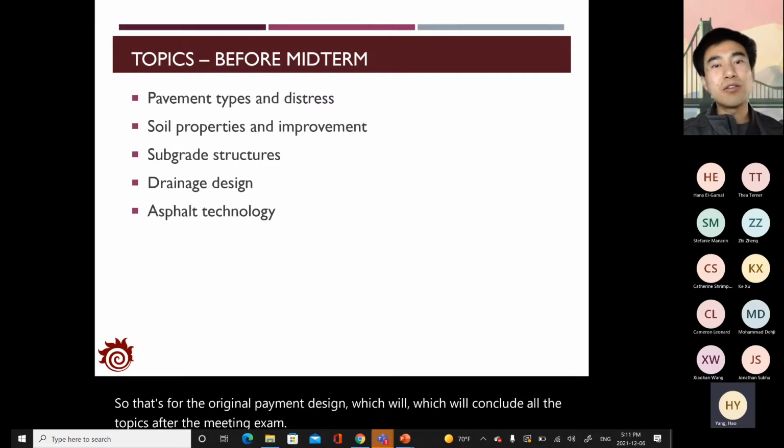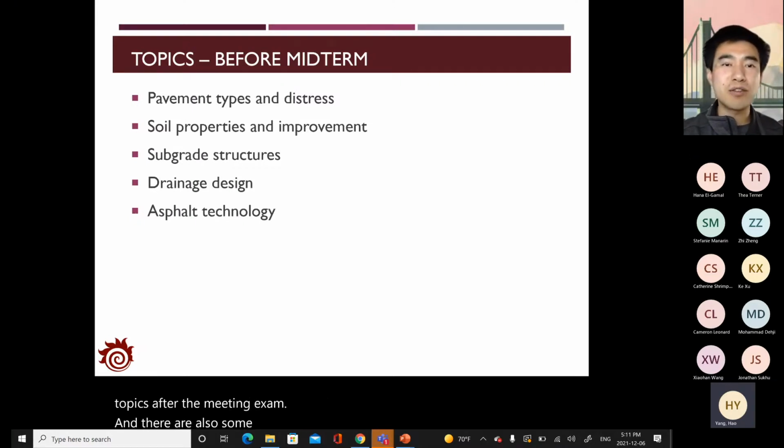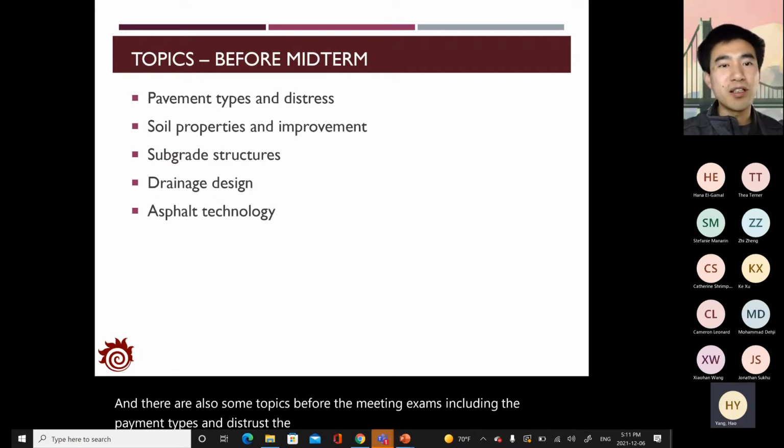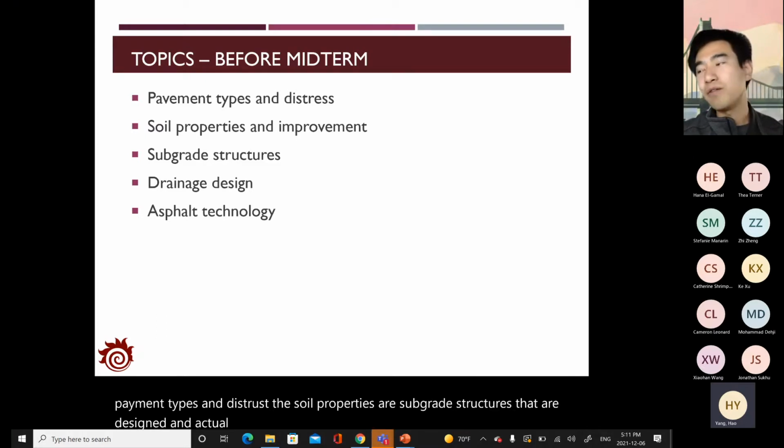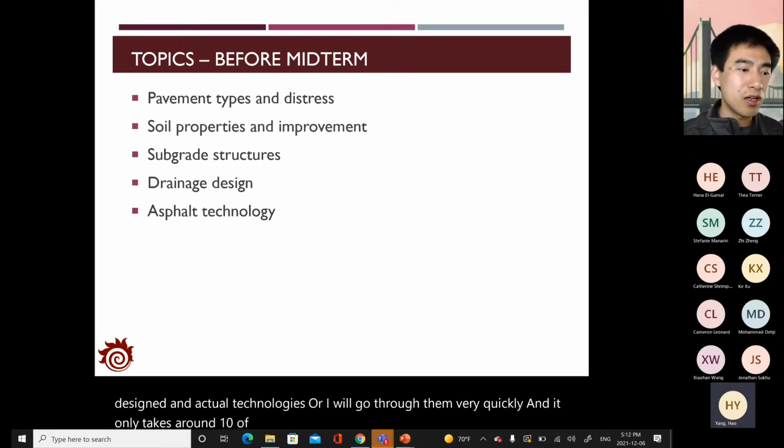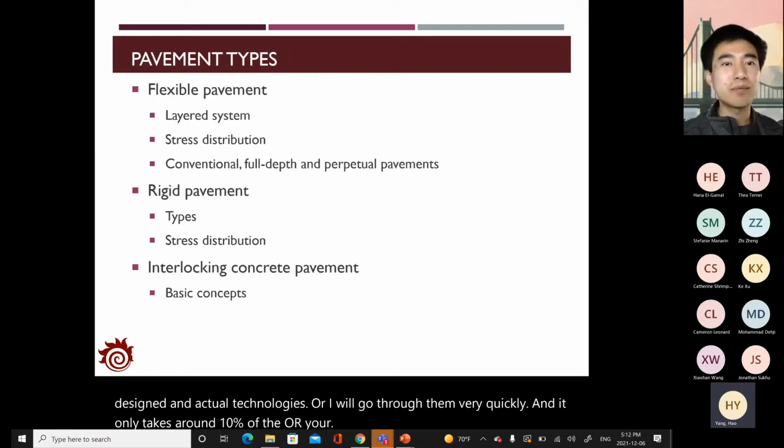And there are also some topics before the midterm exam, including the pavement types and distress, the soil properties, subgrade structures, the drainage design and asphalt technologies. I will go through them very quickly, and they only take around 10% of all the points in the final exam.